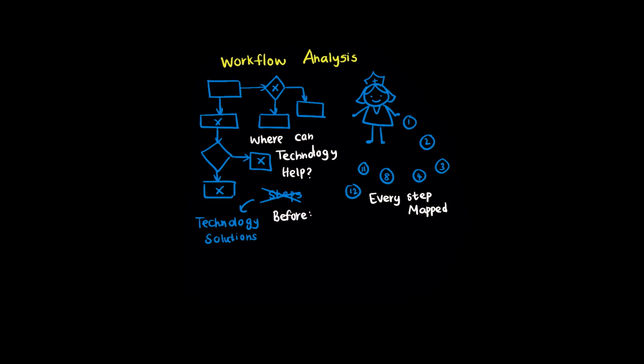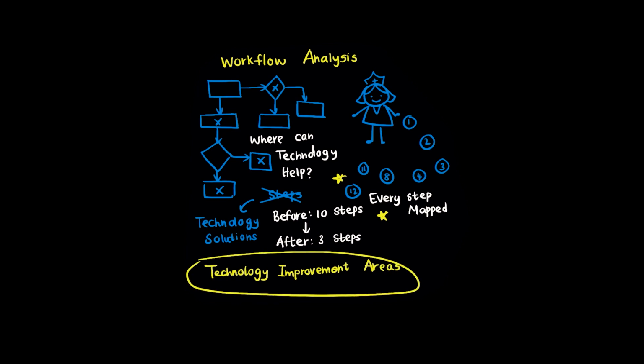Automated dispensing with fingerprint access eliminates counting and paper logs. Bedside documentation on mobile devices eliminates the walk back. Integration between systems eliminates triple documentation. The analysis doesn't just say, this is inefficient. It pinpoints exactly where and how technology can improve specific workflow steps.